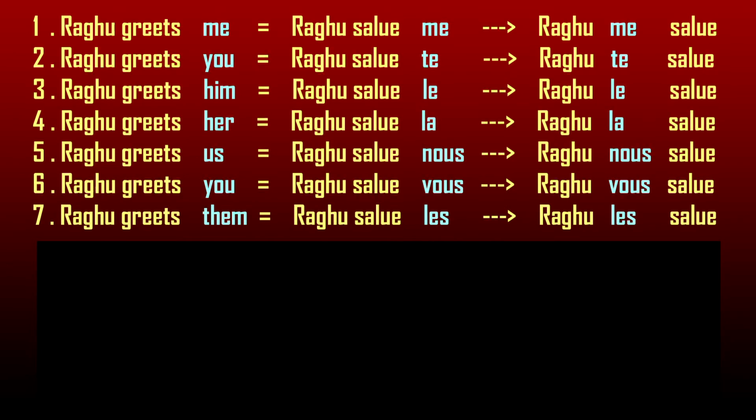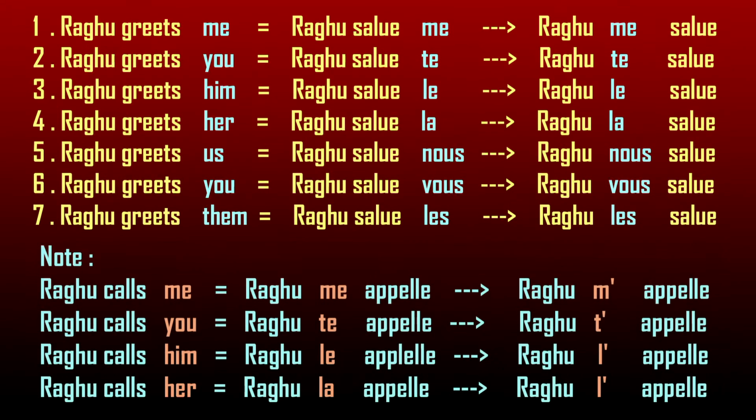This is how the application of writing a sentence with a direct object pronoun differs from English to French. In French, the direct object pronouns precede the verb, whereas in English, the direct object pronouns follow the verb. Raghu greets me. Raghu me salue.